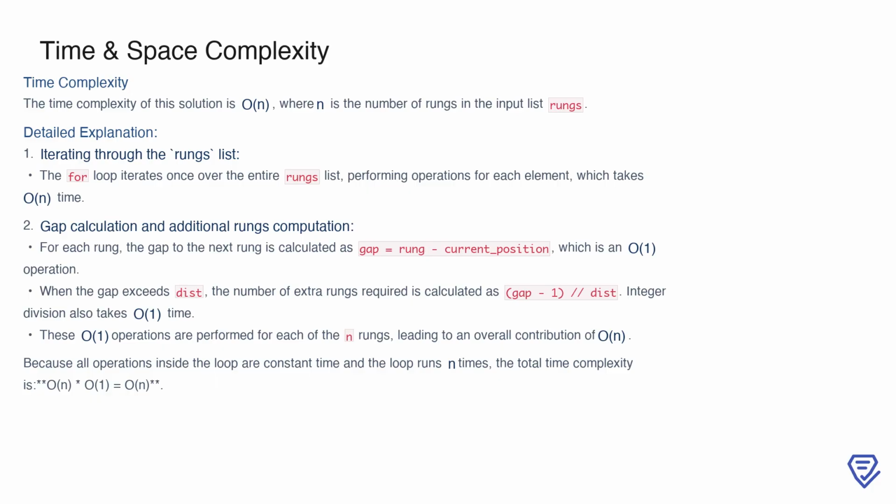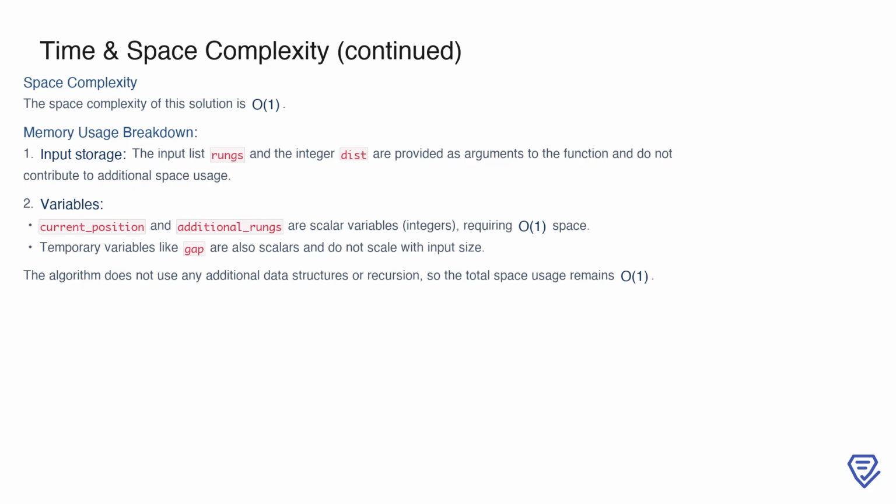Additionally, if the gap exceeds the allowed distance dist, the number of additional rungs required is determined using integer division, (gap - 1) / dist, which is also an O(1) operation. These constant time operations are executed for every rung, so their total contribution remains O(n). Since there are no other operations outside the loop that scale with the input size, the overall time complexity of the solution is O(n). The space complexity of this solution is O(1), meaning it uses a constant amount of memory regardless of the input size.